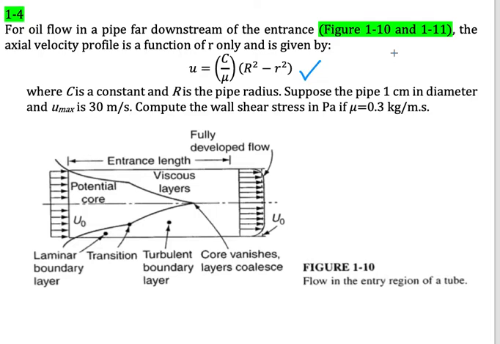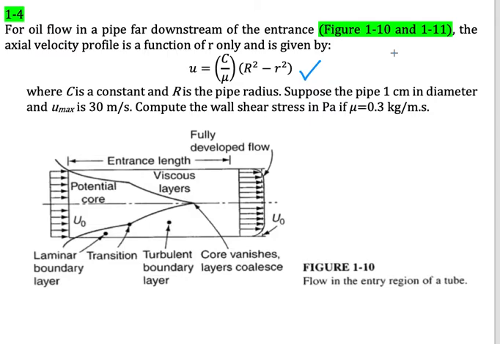1.10 and 1.11, the axial velocity profile is a function of r only and given by c over mu (r0 square minus r square), where c is a constant and r0 is the pipe radius. Suppose the pipe is 1 cm in diameter and U max is 30 meter per second. Compute the wall shear stress in Pascal if mu is equal to 0.3 kilogram per meter second.